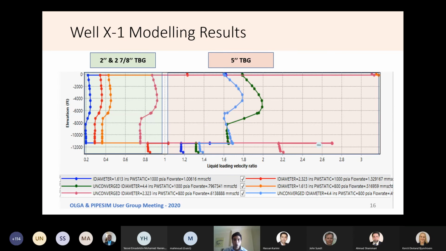Investigating the liquid loading velocity ratio we introduced earlier for different tubing sizes at different pressure scenarios. As we see, the existing 5-inch tubing allows the well to always produce under liquid loading conditions, while the 2-inch and the 2 7/8 completions have liquid loading velocity ratios less than 1 and keep the well in the friction dominated region that's stable. We selected the 2 7/8 completion as it provides a higher operational rate and easier future intervention.